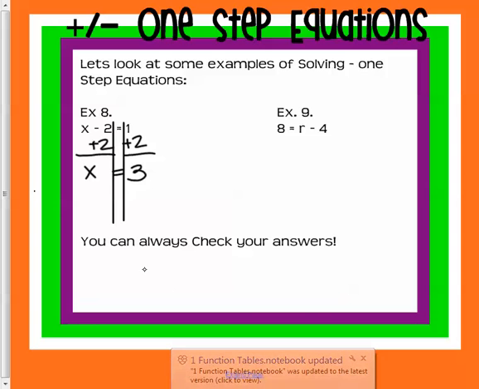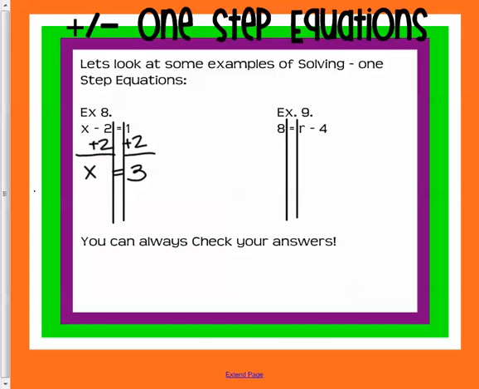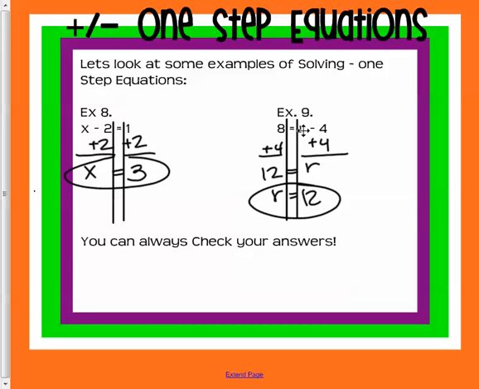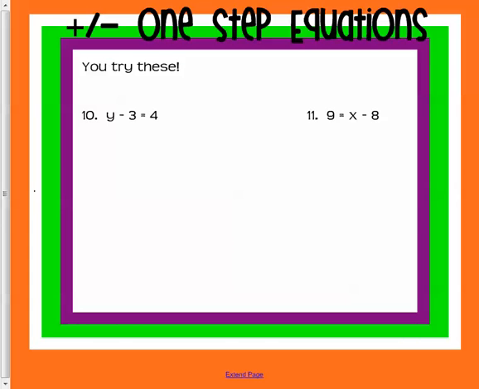Over here, draw your streets. So how do I get the minus 4 away from r? I add 4 to both sides, and I'm left with r equaling 12, which can be written like so. And if I plug it back in, 12 minus 4 gives me 8. Okay, so you try these, and I'll be back in just a second to show you what I did.